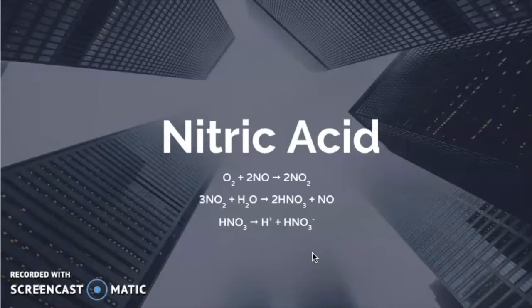Nitric acid is another common acid we see that contributes to dissolving of rocks and minerals in rocks. So this happens when nitrogen oxide reacts with oxygen and the water in the air. And again, this is a large component in acid rain.